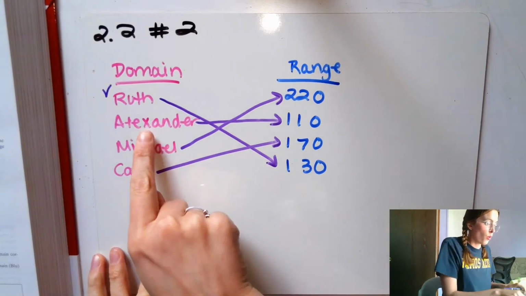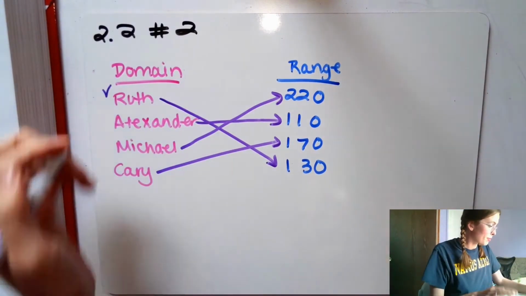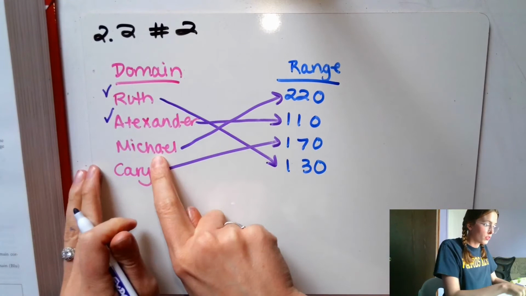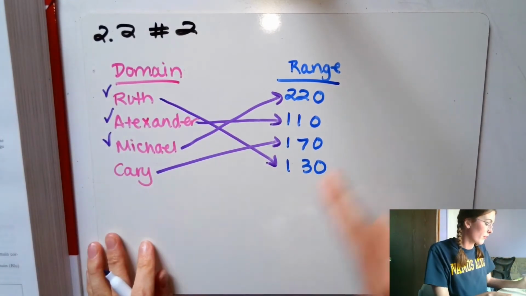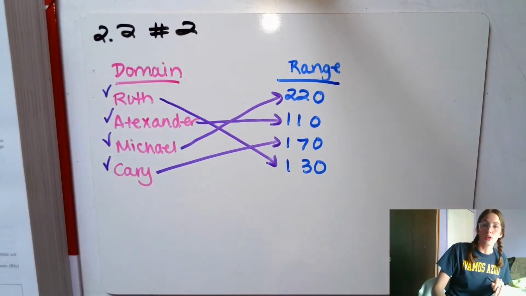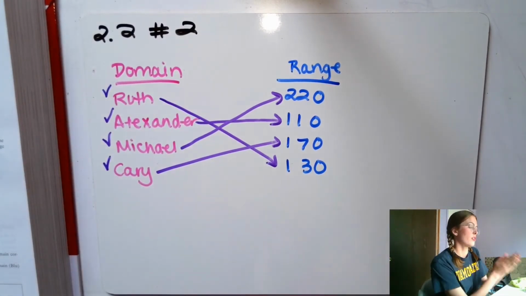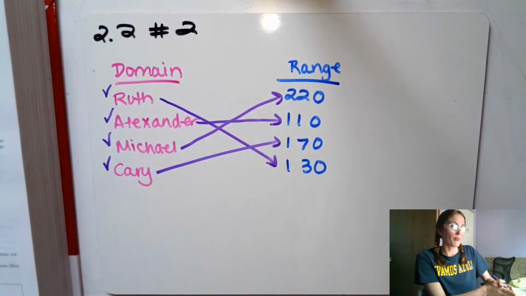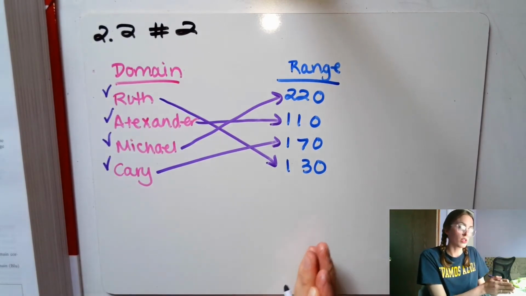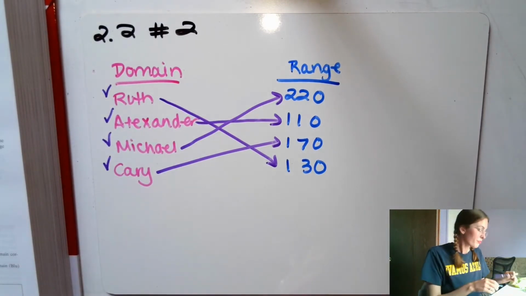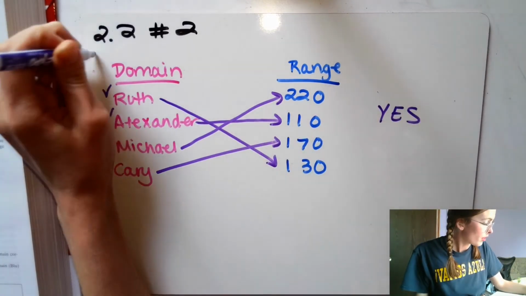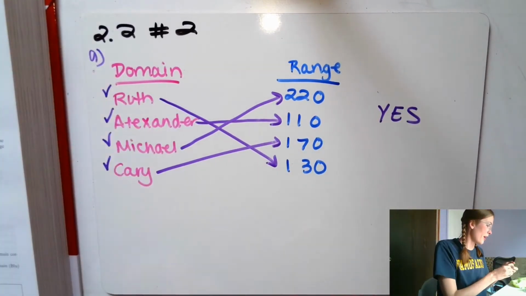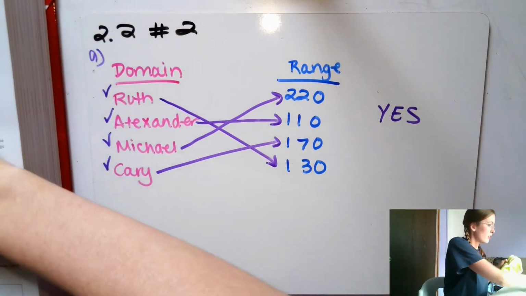Okay, that's one possible output. Alexander, 110. That's one possible output. Michael, 220. One possible output. Carrie, 170. One possible output. So each possible input has exactly one possible output. So this correspondence is indeed a function. So yes, for part A. All right, moving on to part B.